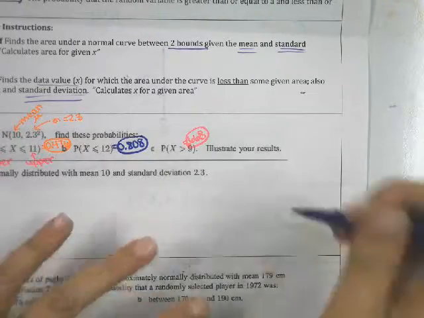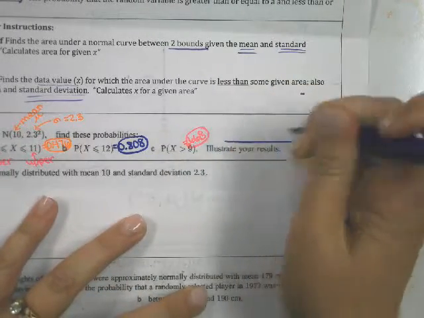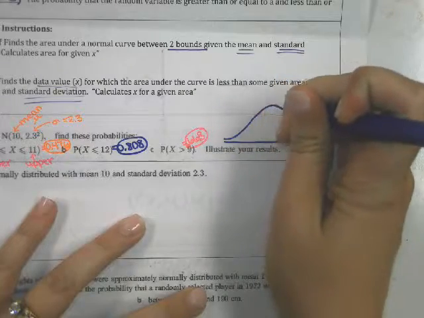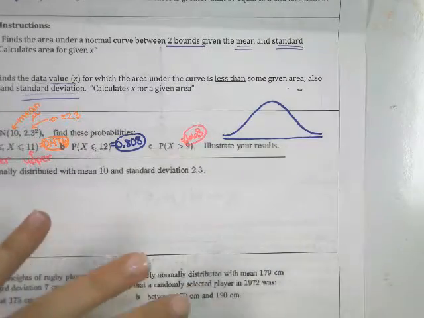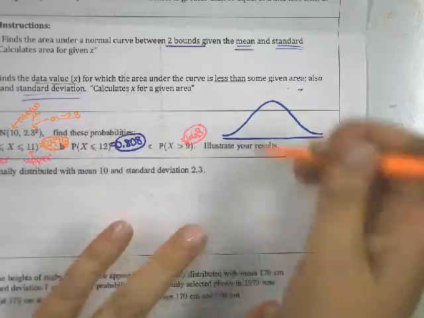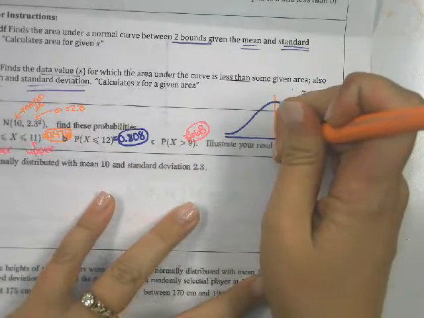When it says illustrate the results, okay, so we have a normal curve. Our mean is 10.